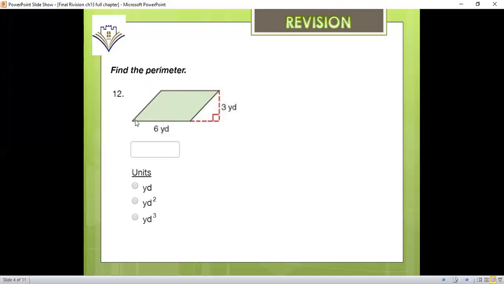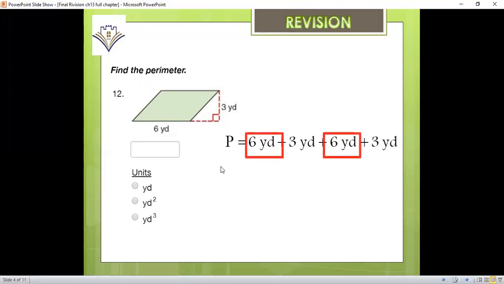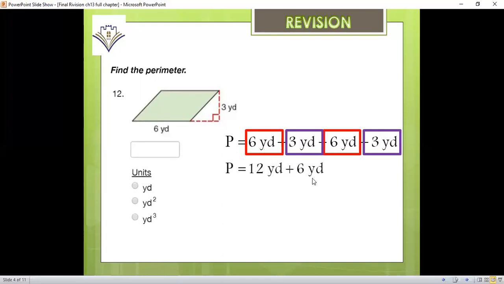You should remember that there is a relation between the perimeter, the area, the parallelogram, and the rectangle. Then the perimeter is equal to 6 plus 3 plus 6 plus 3. 6 and 6 is equal to 12, 3 and 3 is equal to 6. Then 12 plus 6 is equal to 18.